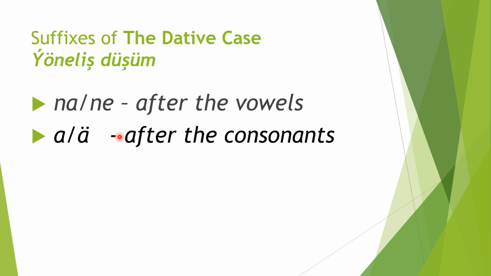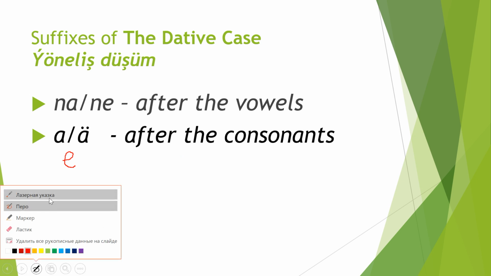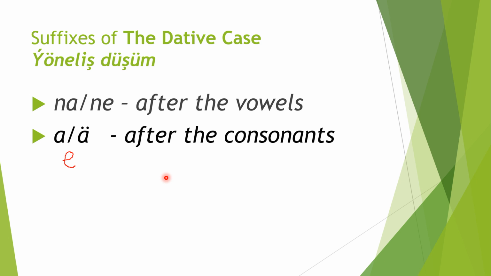The suffixes of the dative case are na, ne, which we add after the vowels, and a, e, which we add after the consonants. Na, ne, and a, e. We add them after the consonants. So these are the suffixes. It's simple.